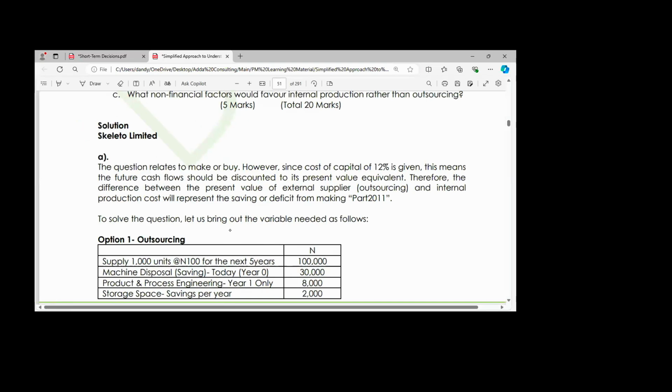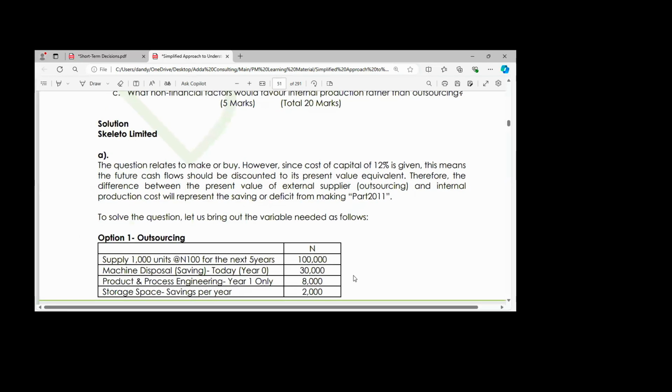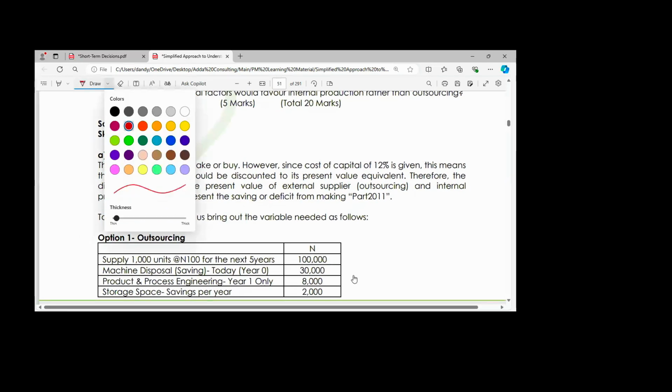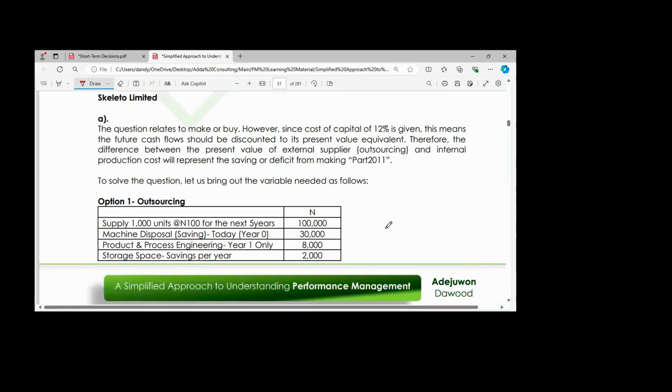From the introduction, I've already explained that, so I don't need to go back to it again. So you do use a cost of capital of 12%. Okay, so I've already explained that.